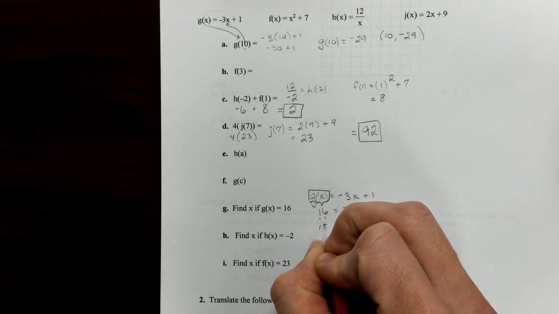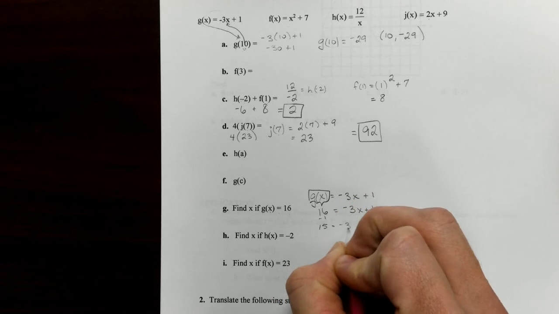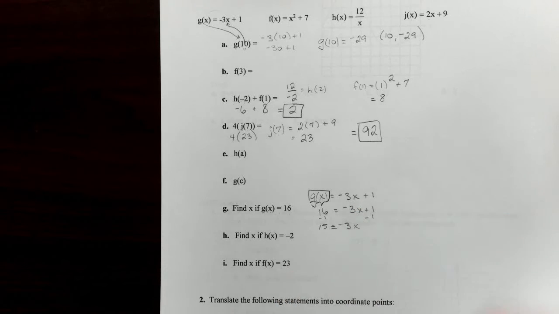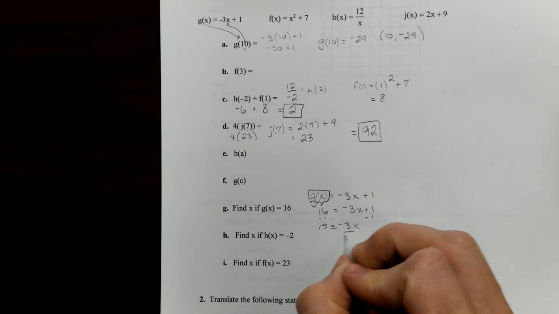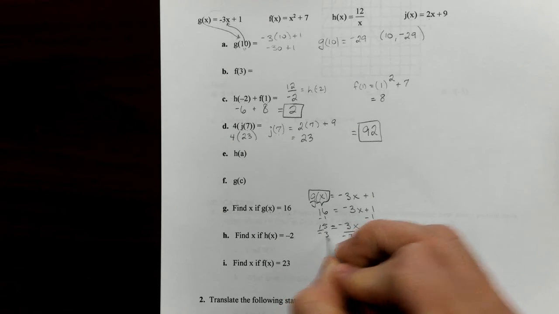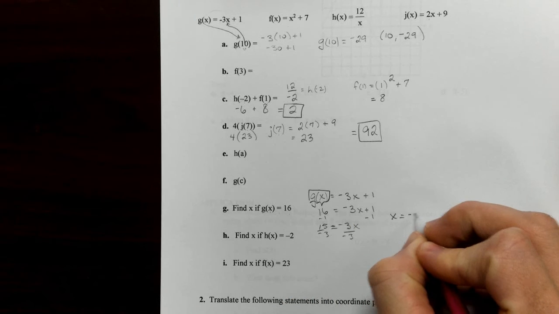16 minus 1 is 15. That equals negative 3 times x. The last step, Cameron, is always to divide by the coefficient. You remember what the coefficient is? Yes, you want to divide by 3. Not 3, but negative 3. Perfect. So divide both sides by negative 3. And you get x equals negative 5.